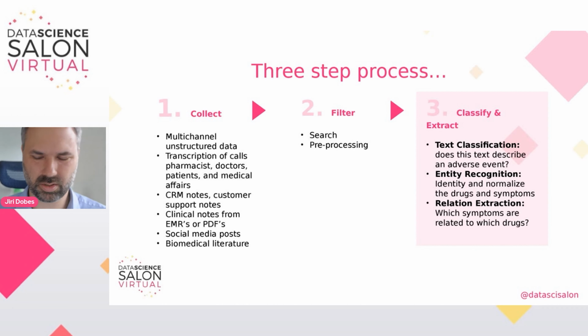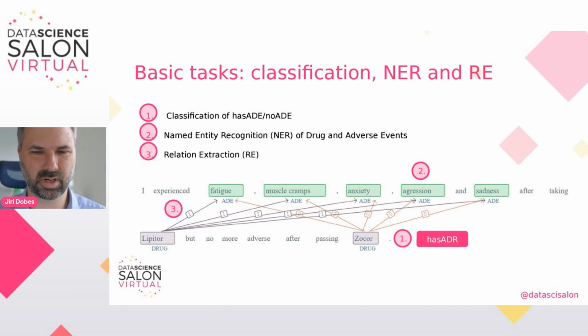So text classification, which means does it include an adverse event; entity recognition, what are the drugs and what are the adverse drug events in the text; and is there any relation between the event and the drug. For example, I will be showing this example several times during the presentation. I experienced fatigue, muscle cramps, anxiety, aggression, and sadness after taking Lipitor, but no more adverse events after passing to Zocor.